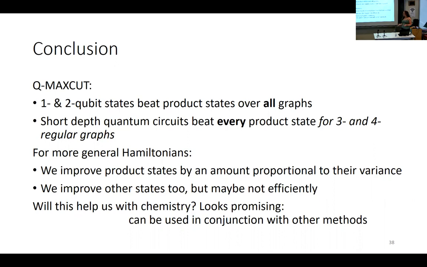And so will that help us with chemistry? I'm a chemist, so that's why I care about that. And it looks promising, especially because you can just plug and play with these methods with other algorithms that you're using. So you could use this state as an ansatz for another variational method, or you could take the output of another algorithm and stick it into this and see if it can make it better.